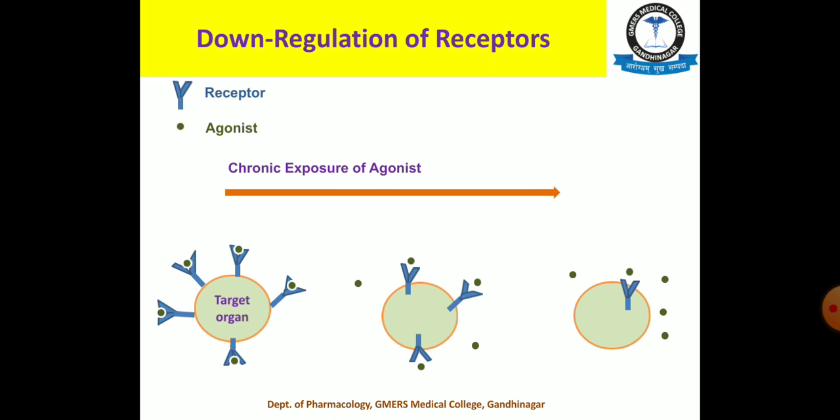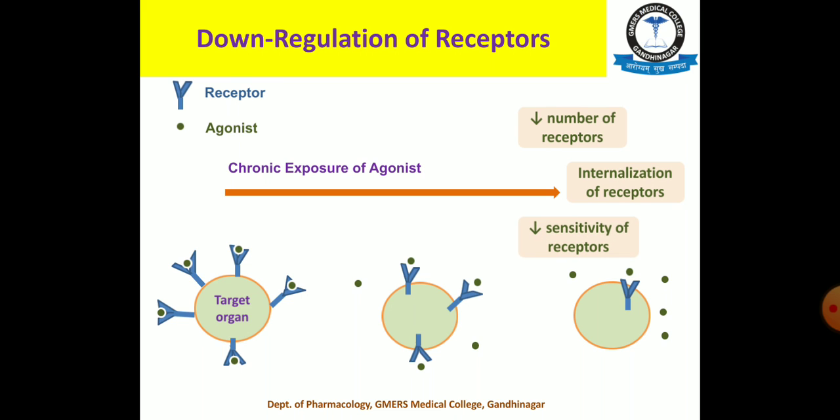So, my dear friends, chronic exposure to the agonist will lead to, first, a decrease in the number of receptors, second, internalization of the receptor, and third, decreased sensitivity of the receptors. Okay, so this is known as downregulation of the receptor.